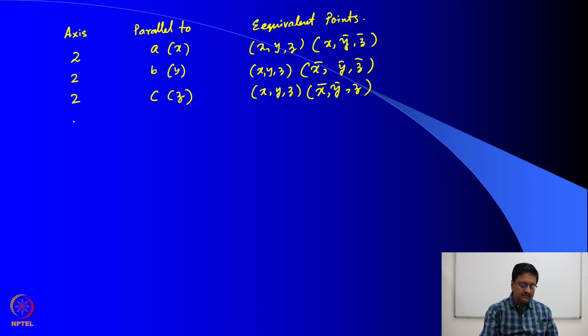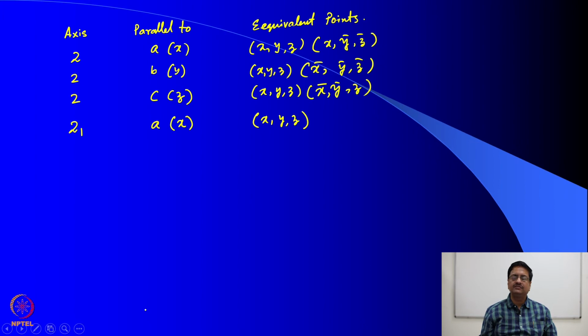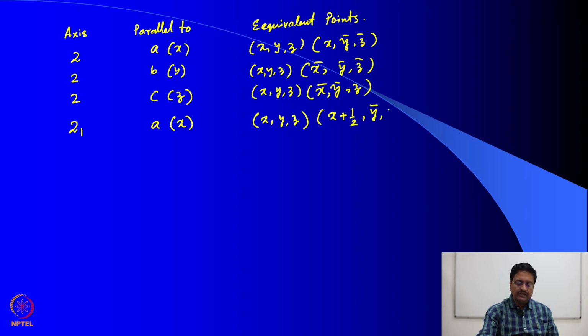So when it is a question of a 2-1 screw axis parallel to A, that means parallel to x-axis, x, y, z coordinate, when you rotate the object about A, y and z become negative, and when I say 2-1 screw parallel to A, that means the motion is along the direction of A. So the coordinate of A, which is x, is added with plus half, y becomes minus, and z becomes minus.